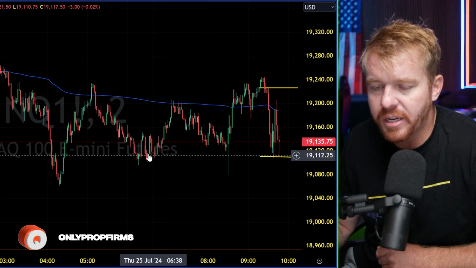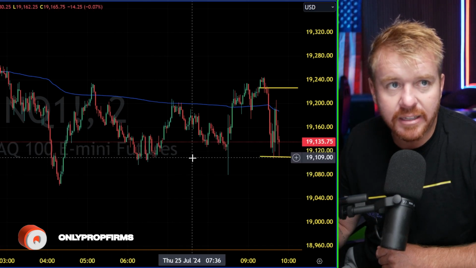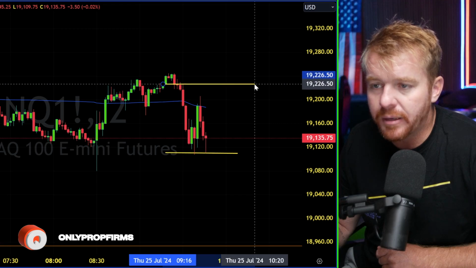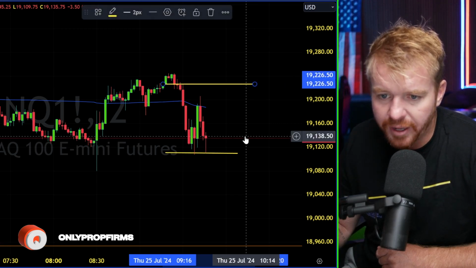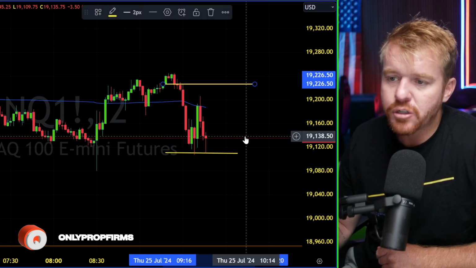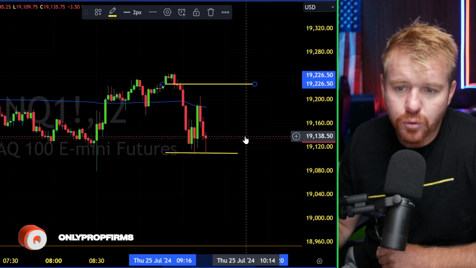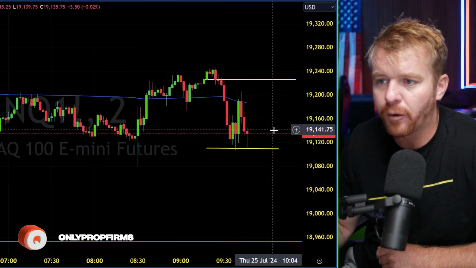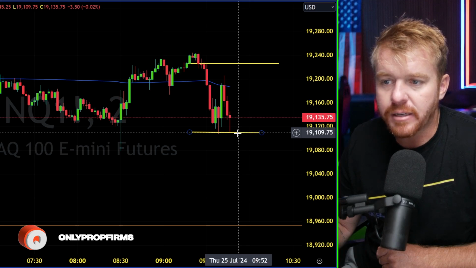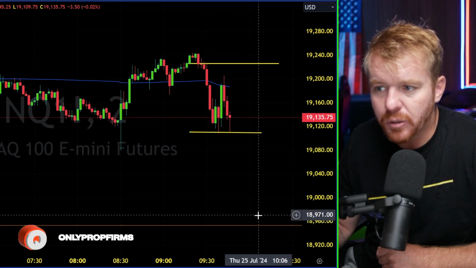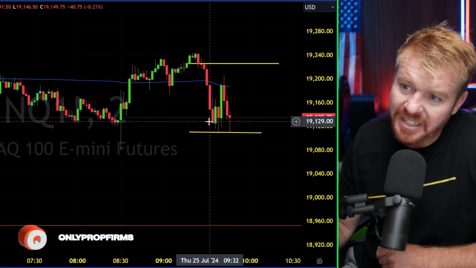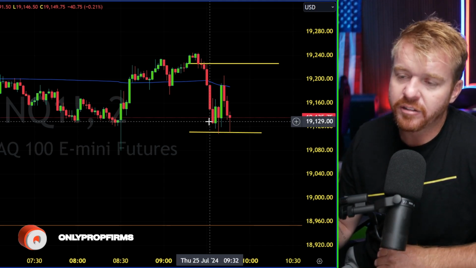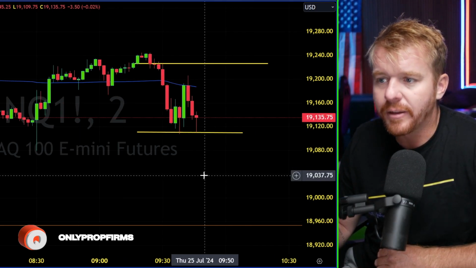We've got some support here from the overnight 19,116s. We've got that high up there. So let's say I have a 2-to-1 risk to reward strategy. I'm trading 2 contracts. What is my trading plan now that we've got our opening range? I obviously want to look for a 2-to-1 risk to reward, meaning I want to risk $200 to make $400 on this trade.